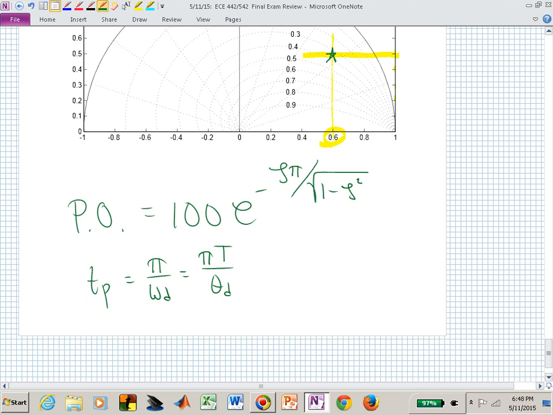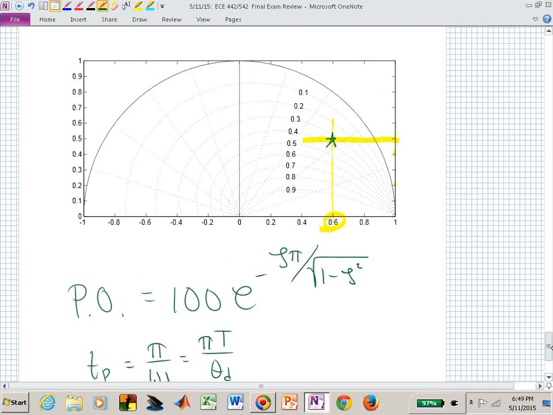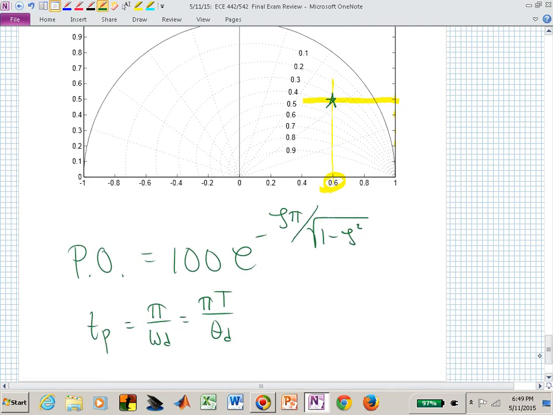2 times that, so it's now 0.618, or 0.628, I'm sorry. 0.628 radians, you divide that in and find your time to peak. That's two of the three time domain parameters. What else could we find?